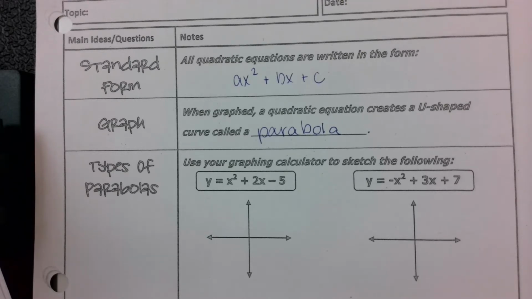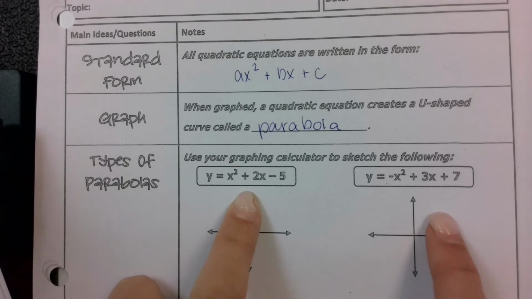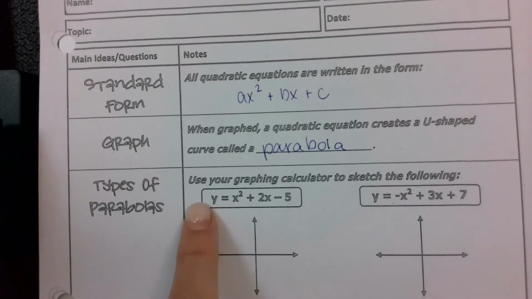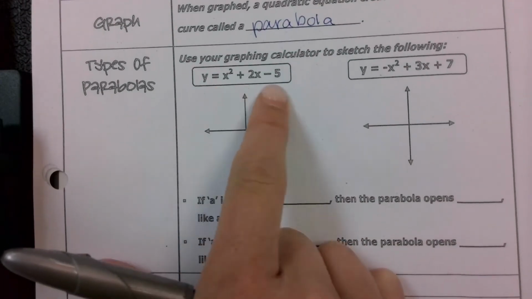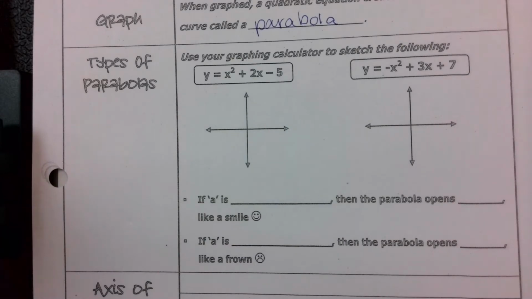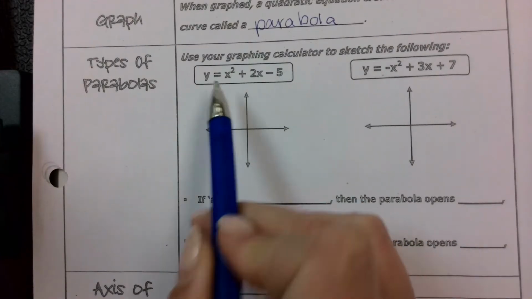Then for the next two, they're giving us equations, and it wants us to use our graphing calculator to sketch it. So I don't even know that we really need that, y'all. What is this graph going to look like? What's positive? It opens up because what's positive? Your A value is positive. We know it's going to open up.